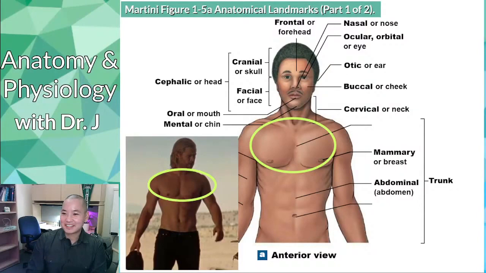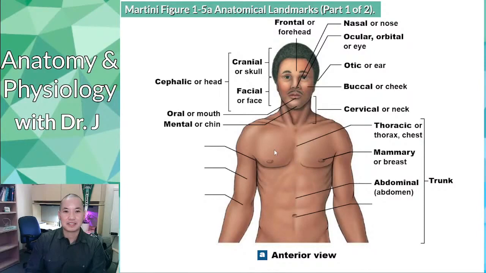So the chest area and this area right here, this is thoracic. So the thoracic refers to his chest. Thor has a mighty broad chest. Thoracic refers to the chest.